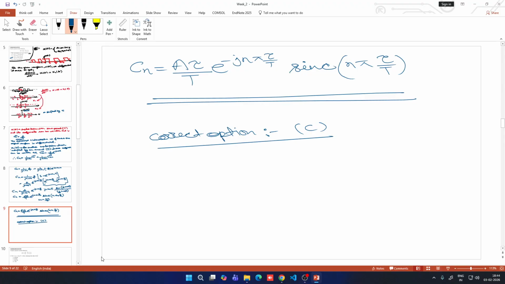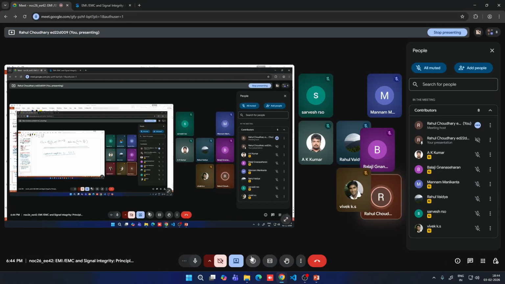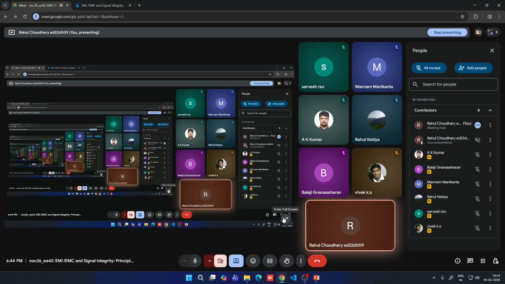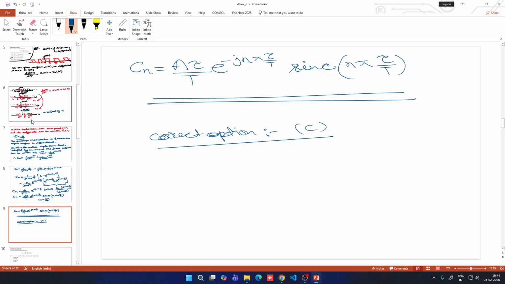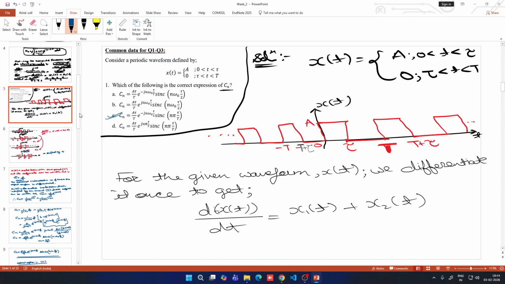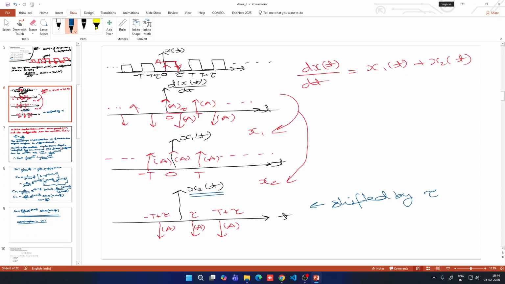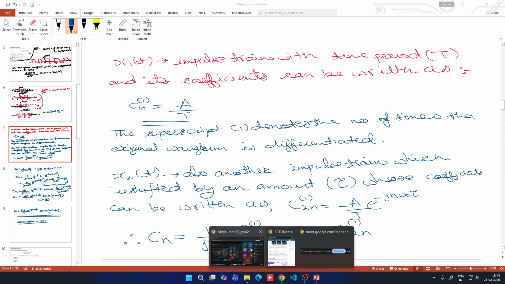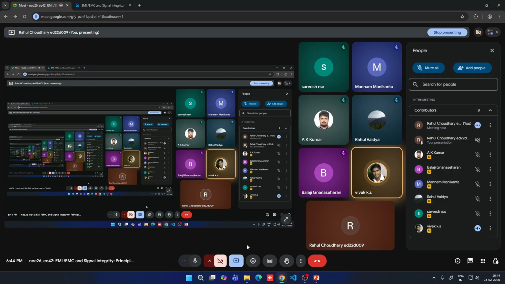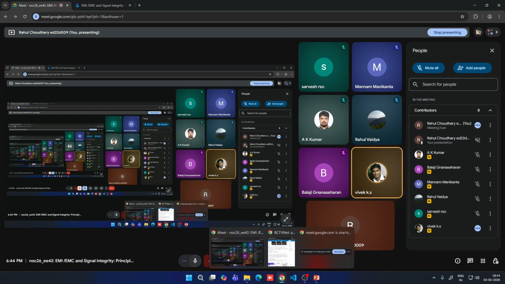If you have any doubt in this problem, please let me know. This question should have hardly taken 5 minutes, but I took some time just to explain it to you. Otherwise it's pretty simple. If you still have any doubt, please let me know, I can explain it again. Sir, can you explain the slide once more, where the graph is being split into 3 parts? Yeah, sure.